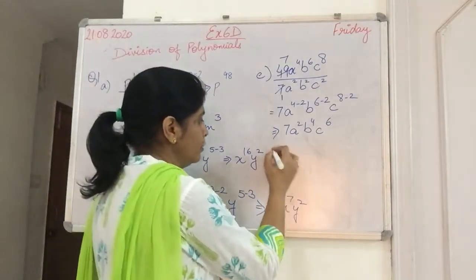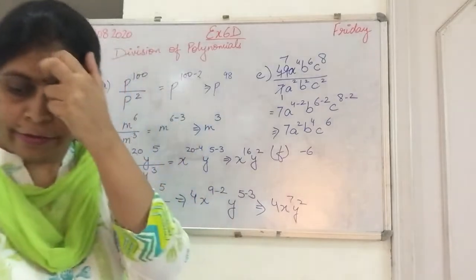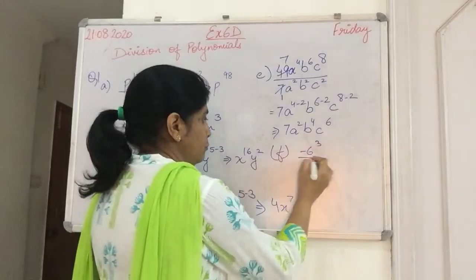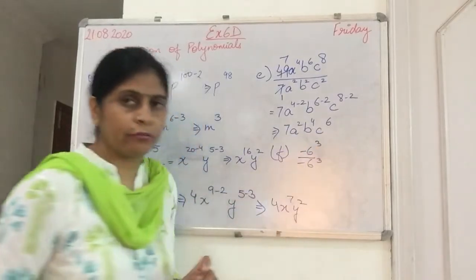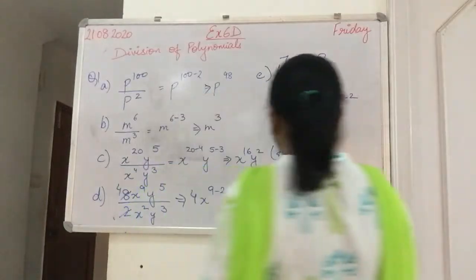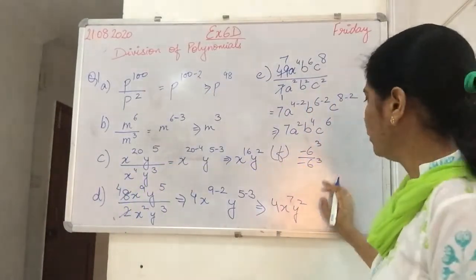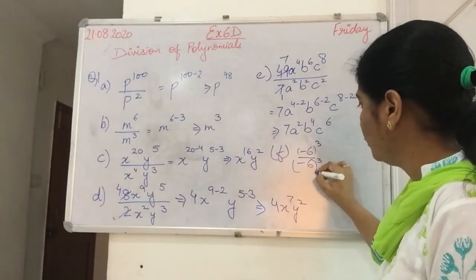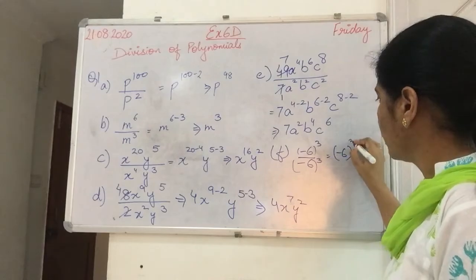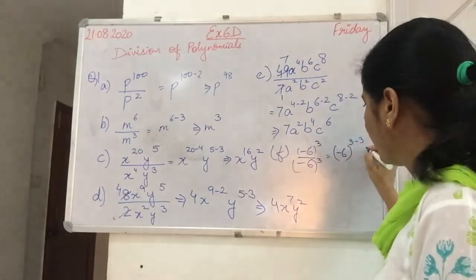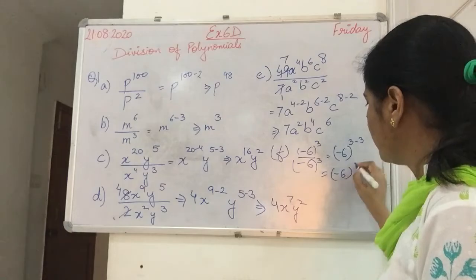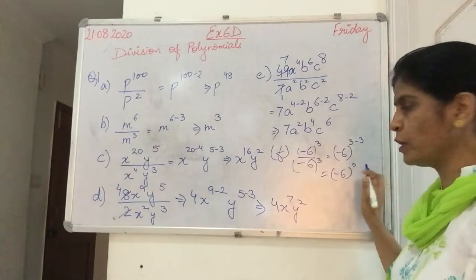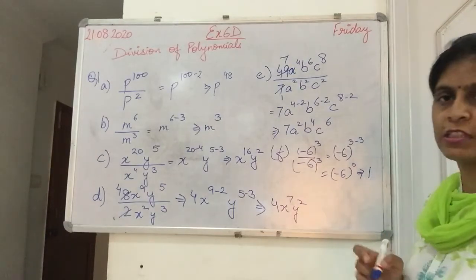Now in F part, minus 6 raised to the power 3 upon minus 6 raised to the power 3, or we call it cube. In this case, just remember that this minus 6 is a base. So we keep it in the bracket. Now minus 6 raised to the power 3 minus 3. 3 minus 3, all of you know, is 0, and any base whose power is 0 is equal to 1. So this is the answer of it.